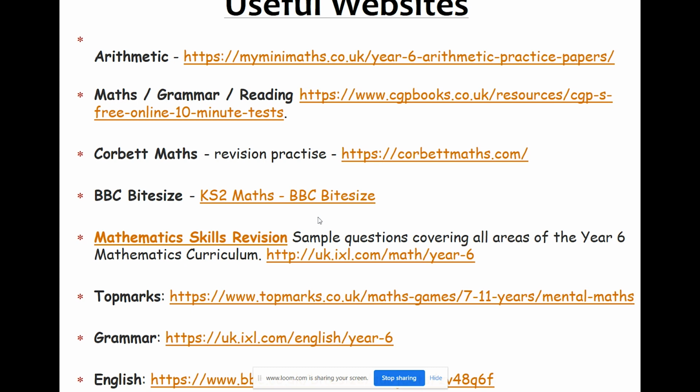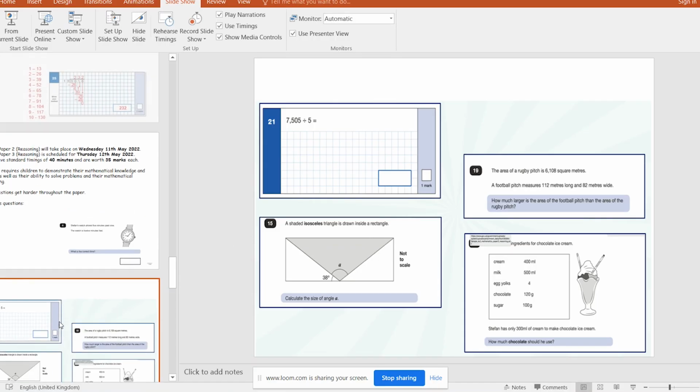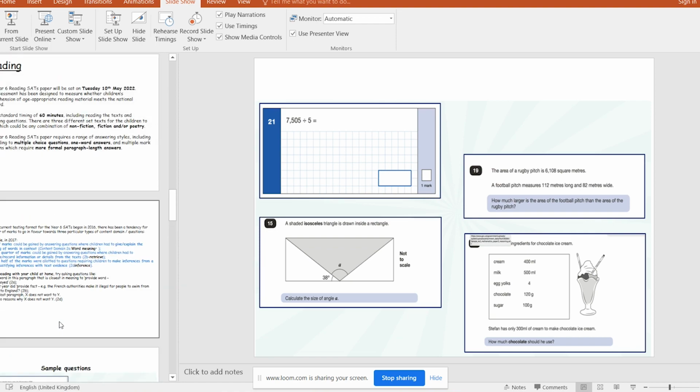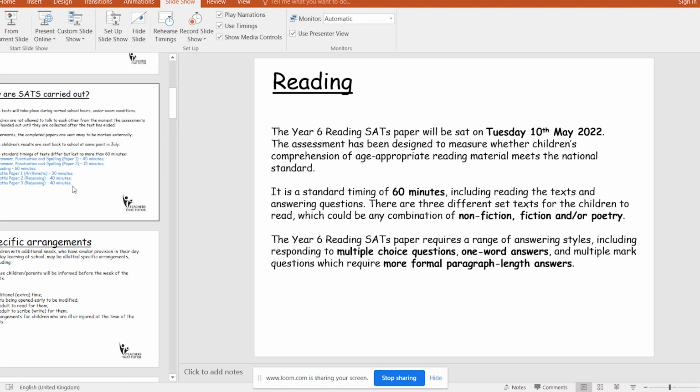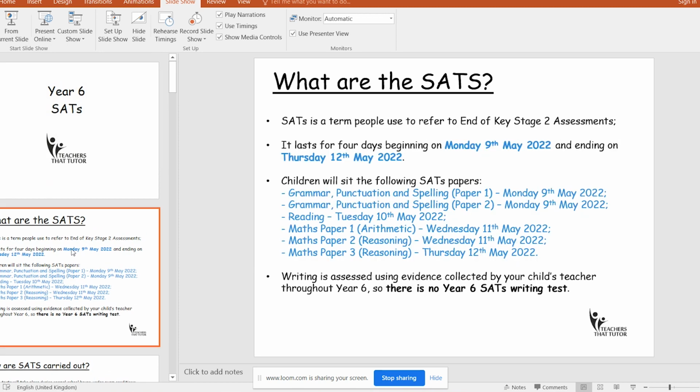So just to recap then, this is the SATs week, which will begin in May, starting on Monday the 9th of May and ending on Thursday the 12th of May.